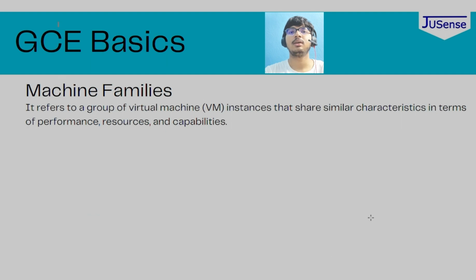Next, we come to machine families. A machine family is nothing but a group of virtual machine instances that share similar characteristics in terms of performance, resources, and capabilities. They have a curated set of processor and hardware configurations which are optimized for specific workloads. And in Google Cloud Platform, there are various different machine instances that they provide because of the different machine families that they belong to. For example, there are machine families like N2, N1, M1, etc. for different workloads, and their pricing will vary accordingly. We generally categorize the machine families into types on the basis of the price to performance ratio that they provide.